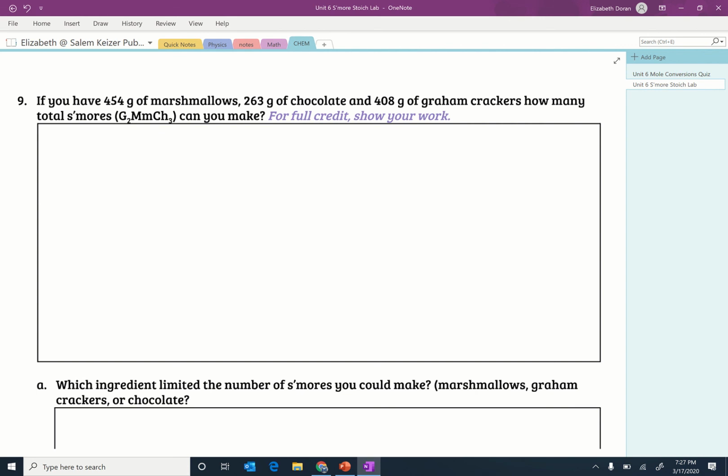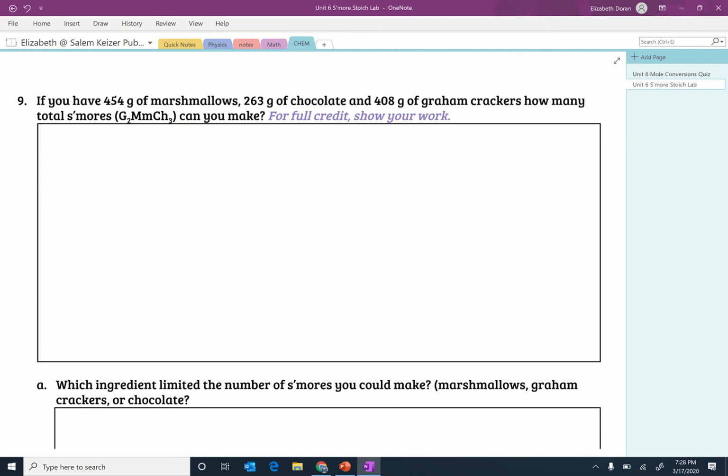I don't tell you how many of each chocolate you have or how many graham cracker pieces you have. You have to figure that out from the mass that I give you. Figure out how many total s'mores you could make, given the marshmallows that you have, given the amount of chocolate that you have, and given the number of graham crackers that you have. They're all going to probably give you different amounts or different number of s'mores that you end up at the end.